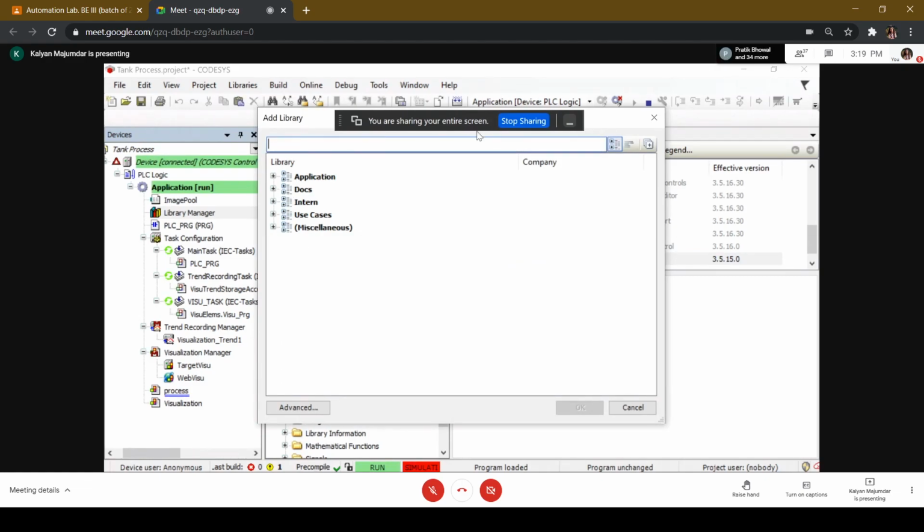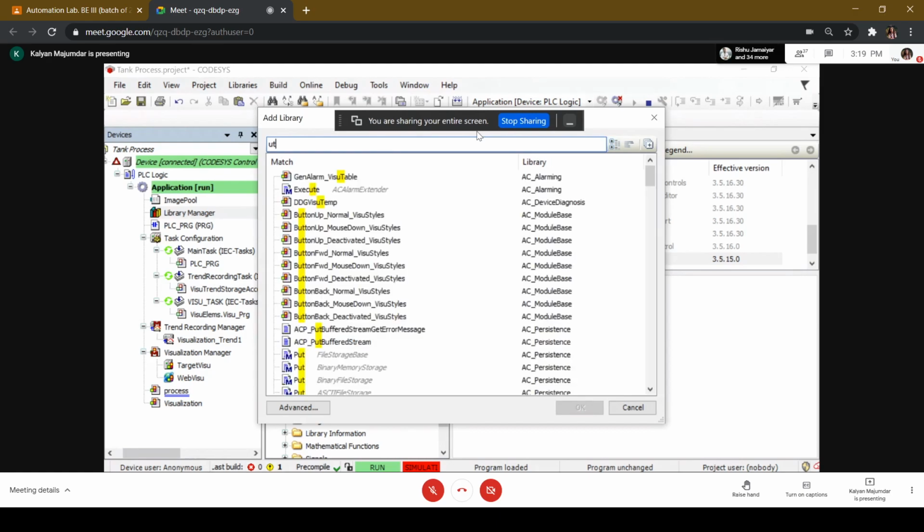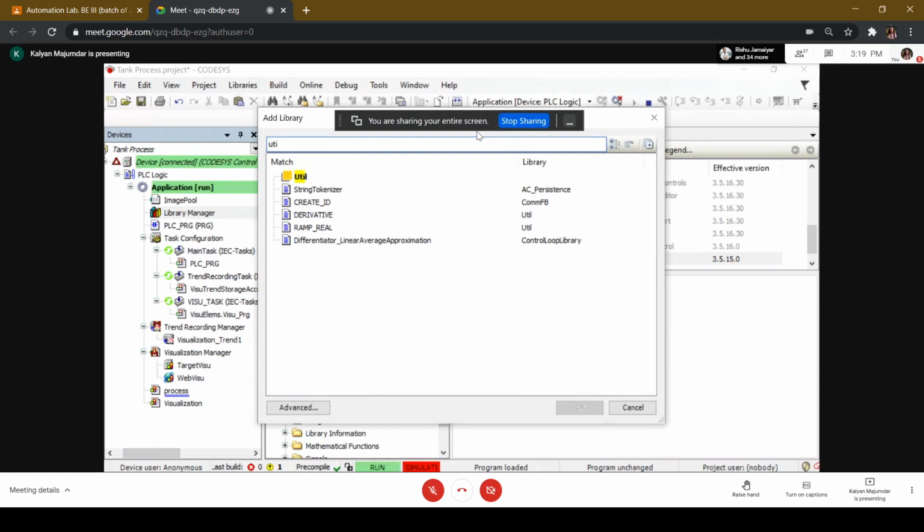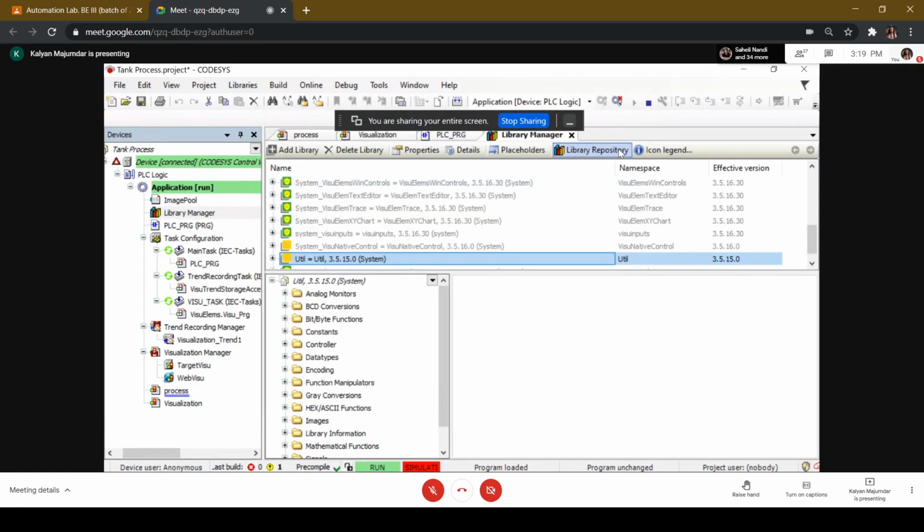So search, you put in UTI, that is enough. L is also not necessary. See, it's come up with something called UTIL. This is the utility library. So click this. Okay. I've already added it, so I don't need it. No, I need to add it the second time. If you click OK, what happens is the utility library is included within your programming environment, and that brings up a whole range of additional functions, which is not there in standard CODESYS. I'm not sure why this was hidden, but for whatever reasons.